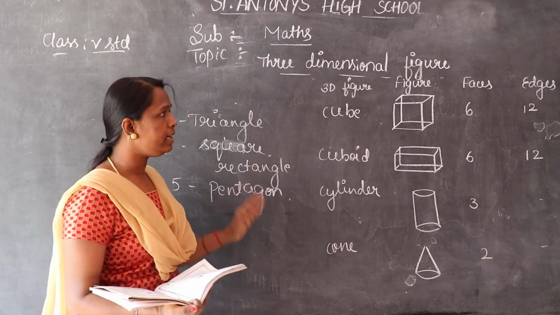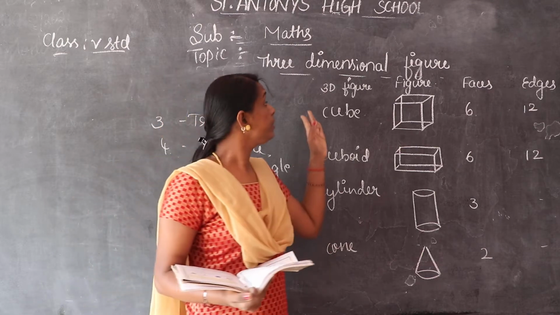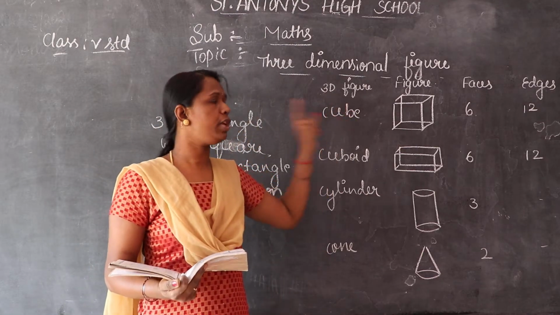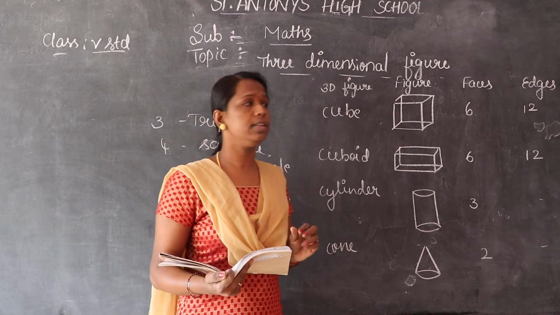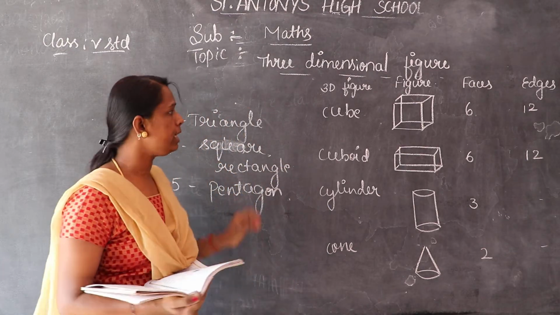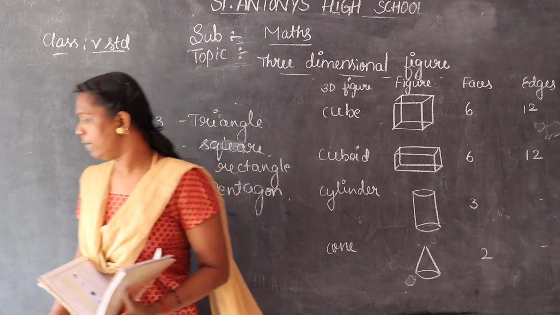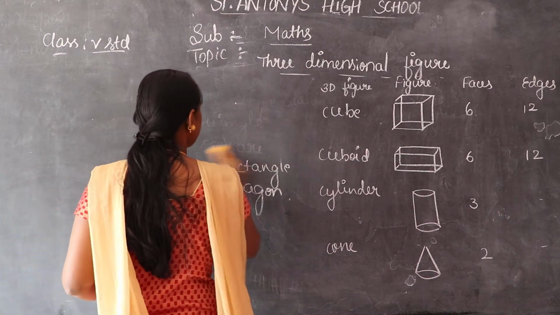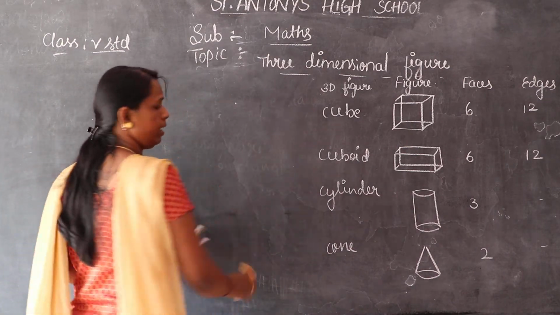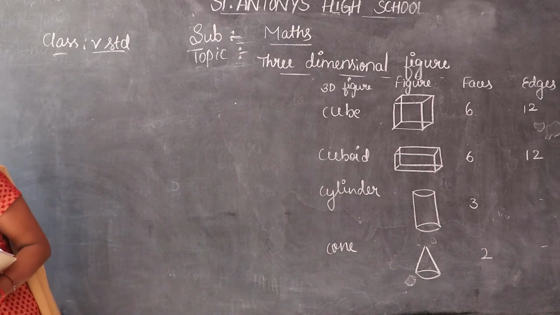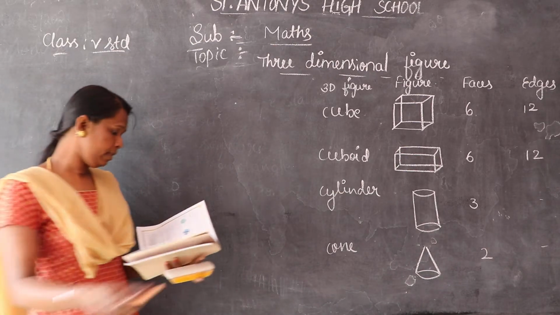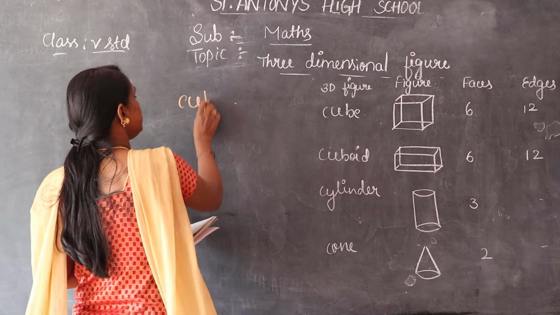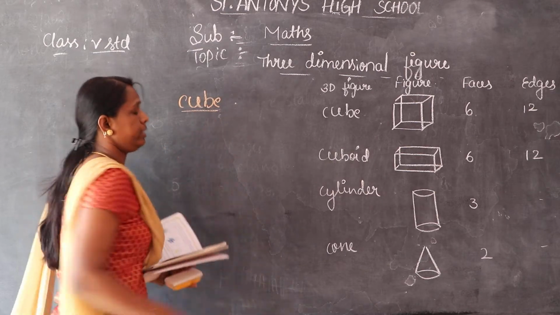In this lesson, we will discuss the name of the 3D figure and shape, faces, edges, and then vertices of the three-dimensional figure. Let us discuss one by one. First one is cube. The first 3D figure is called a cube.